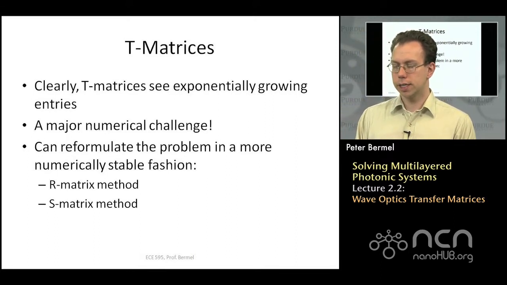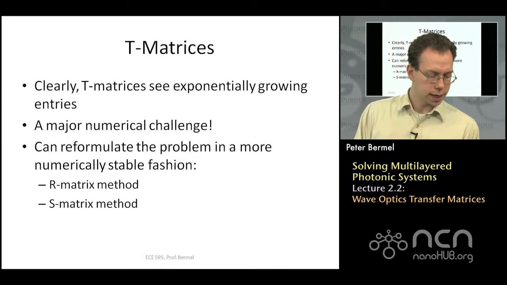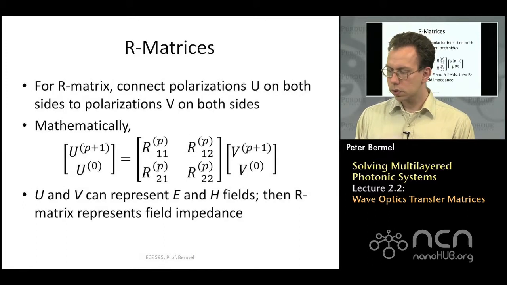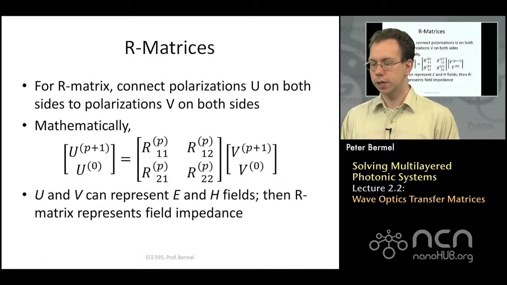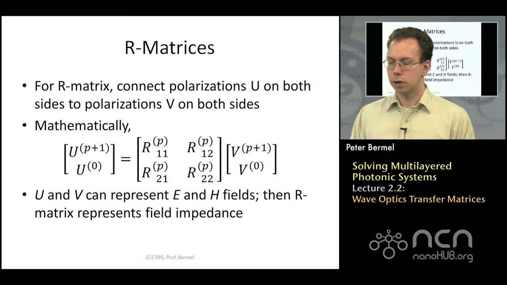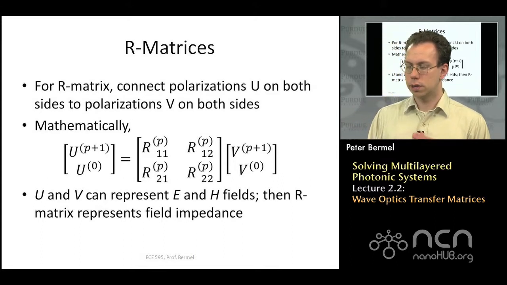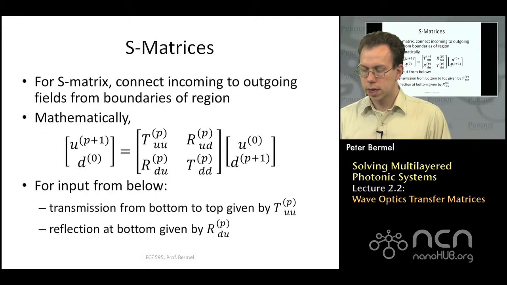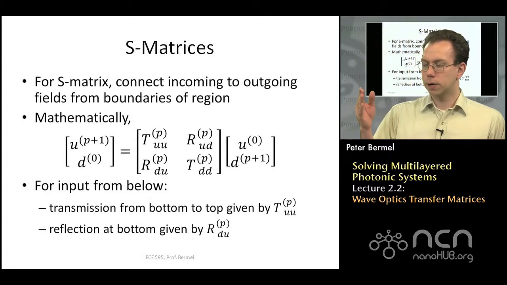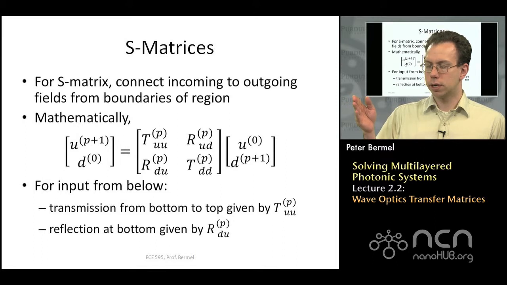And the two approaches that can be taken are called the R-Matrix and the S-Matrix approaches. Now, I'm not going to cover the R-Matrix in a great deal of detail because we're not really going to use it, but essentially it connects polarizations on both sides to the other polarizations on both sides. And so you can think of this R matrix as the field impedance of your structure. Now the S-Matrices, which we will be covering in great detail, cover both incoming and outgoing fields from boundary regions.